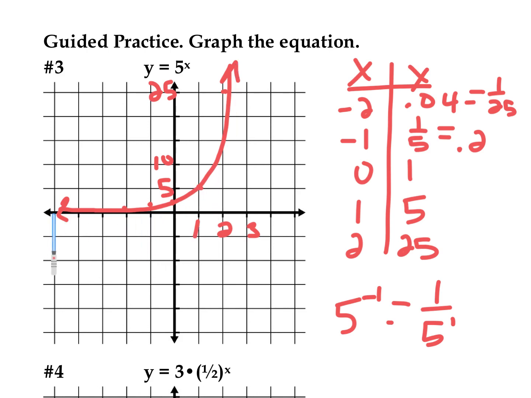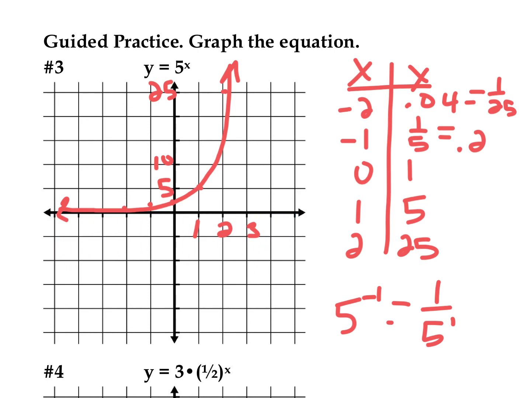It's never going to go across this axis. You will never have a y value here that's negative. 5 to any power is going to be positive. It might be a really small number, but even when we plug in negative x, we get a positive y. So understand what that looks like. This is called an asymptote. An asymptote is a line that the graph approaches but never crosses.